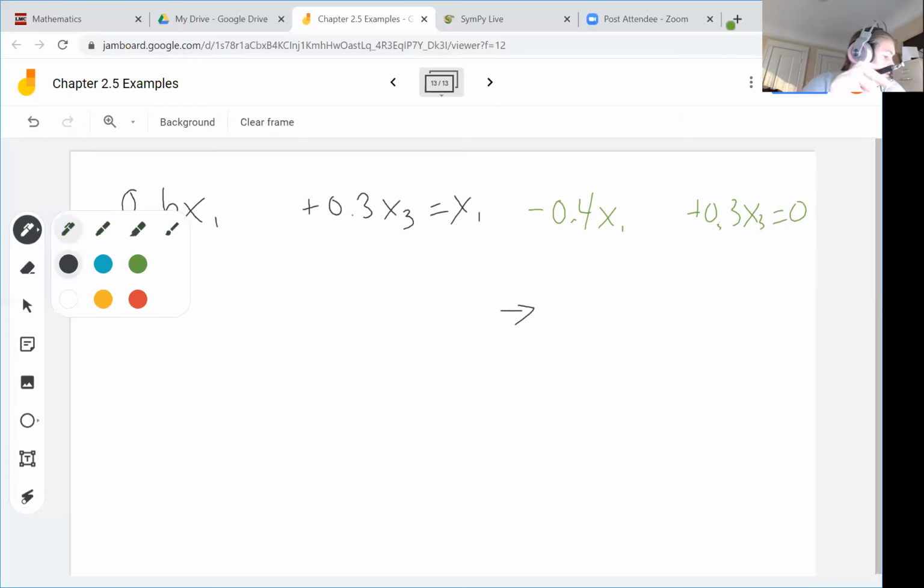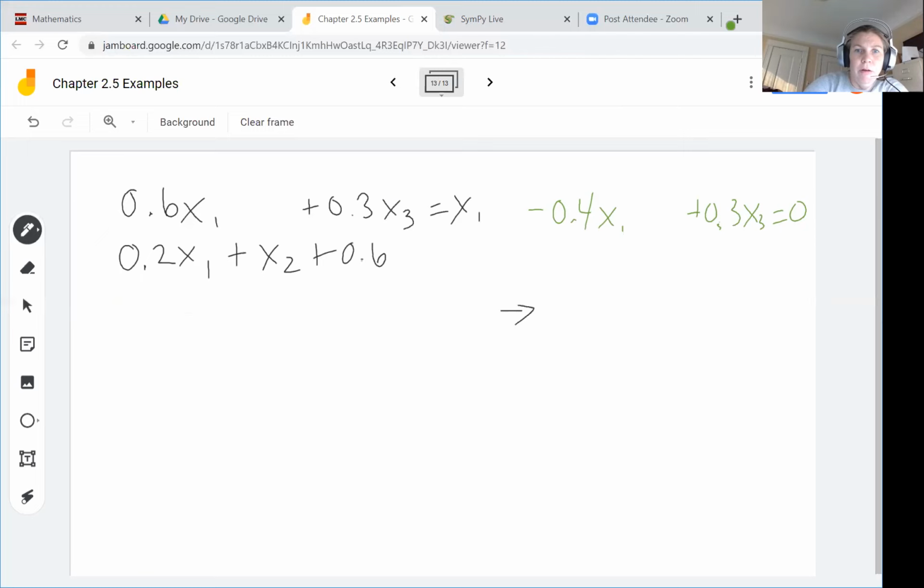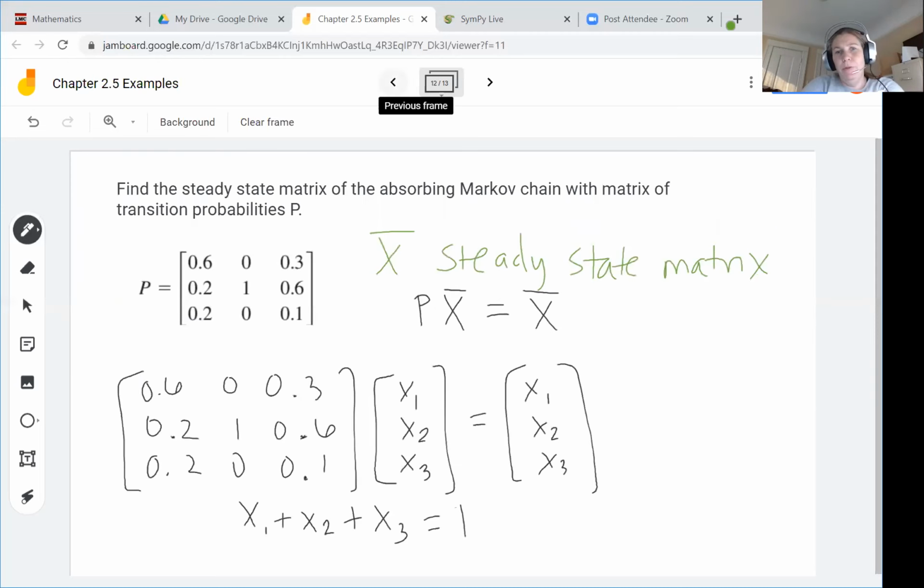All right, let's write the remaining rows and then we'll translate them. So the next row is going to be 0.2 x1 plus x2 plus 0.6 x3 equals x2. And I'm just getting these values from our multiplication here of P times x bar equals x. So I'm using the coefficients from matrix P and the values x1, x2, x3 to represent x bar, our steady state matrix that we're working to find.